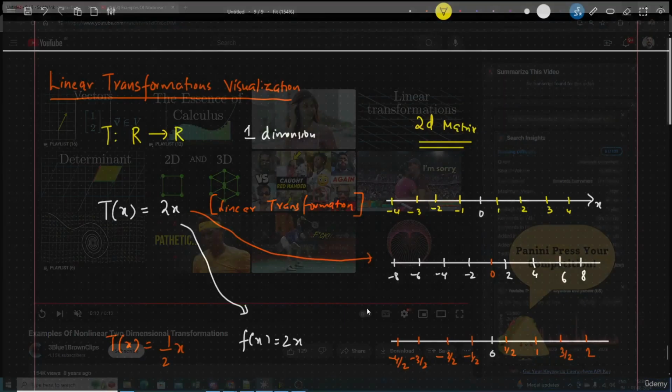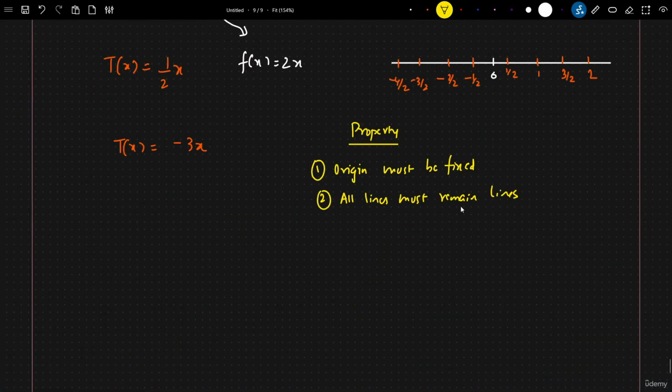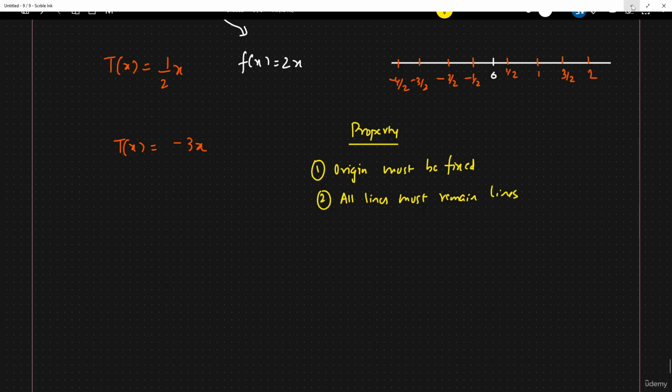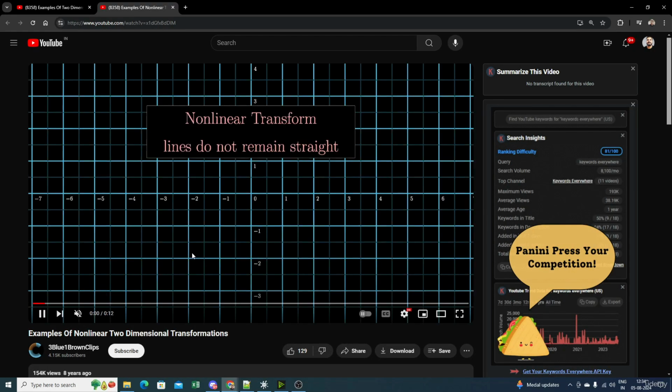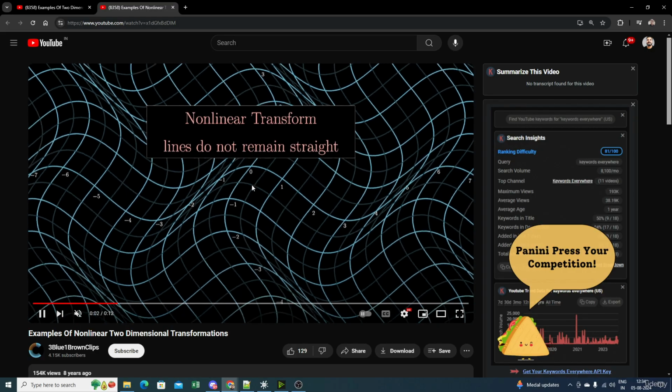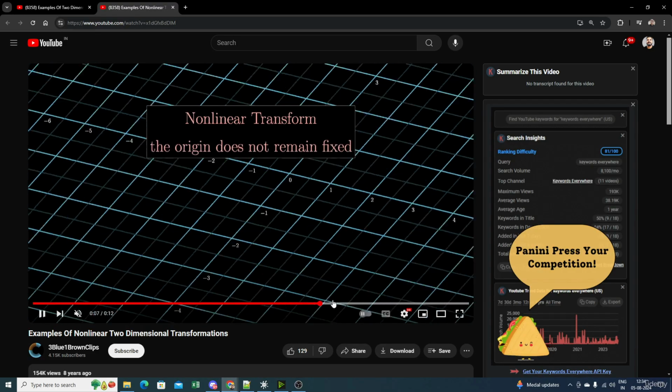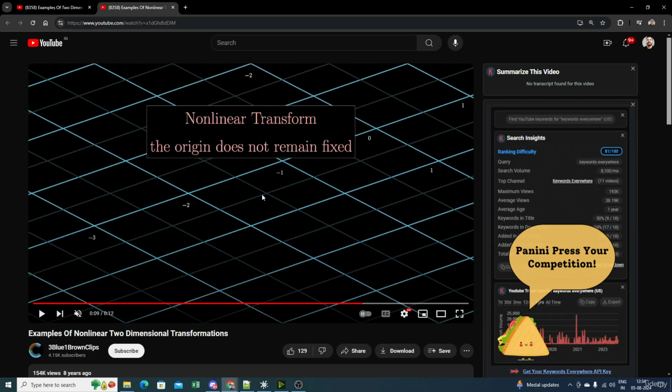As I said, there are two important conditions. One is all lines must remain lines, right? In the other scenario, there were no lines itself, right? If I go ahead and repeat this, here you can see this has become a curvy line, right? And you may be thinking, Krish, this may also be a straight line. Understand over here, guys. First of all, the origin has got shifted, right? One of the conditions is becoming false over here, right?